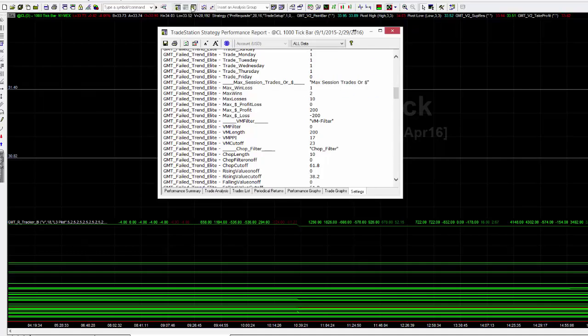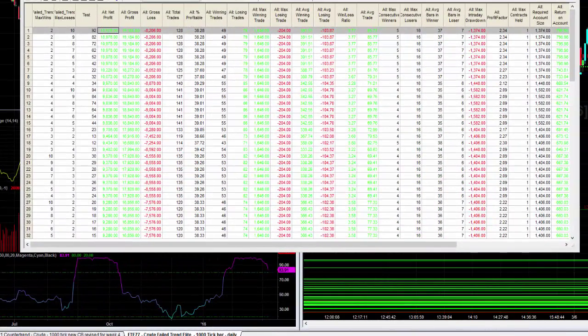If we go to the performance report, alright traders, you'll find the actual optimization report here on your middle tab. And what we're looking for, and this is one thing I mentioned, I've got 4 months of data loaded up here. This was the most profitable: the 10 wins and the maximum 10 losses came out at a profit of almost 11,000 with a max drawdown of 1374.